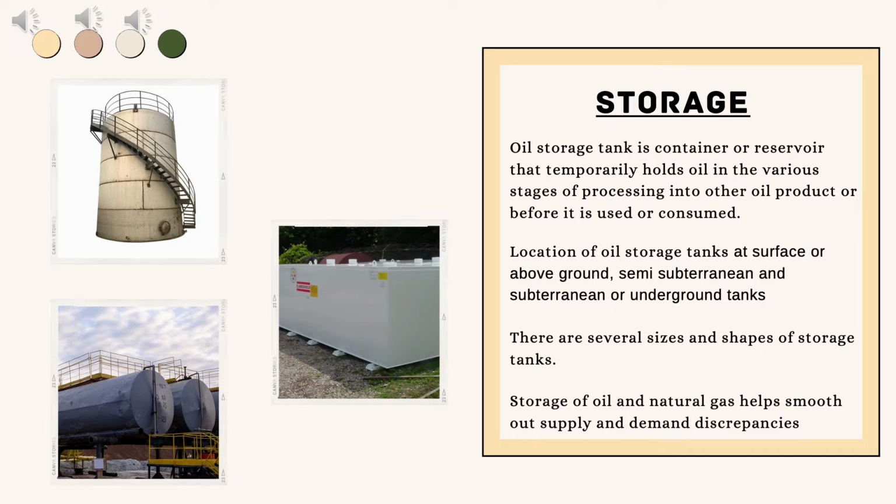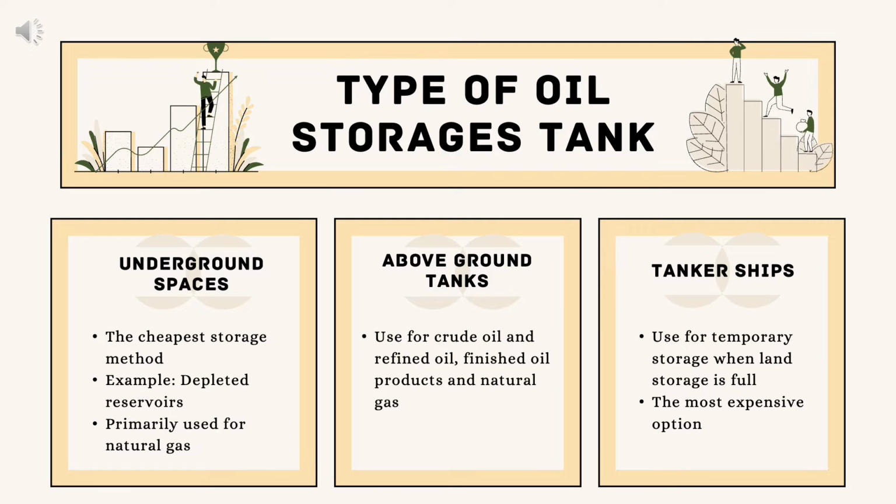The most common shape used is the vertical cylinder storage tank. Corresponding tank size ranges from approximately 10 feet in diameter to over 412 feet in diameter. There are three types of oil storage tanks, such as underground spaces, above ground tanks, and also tanker ship.